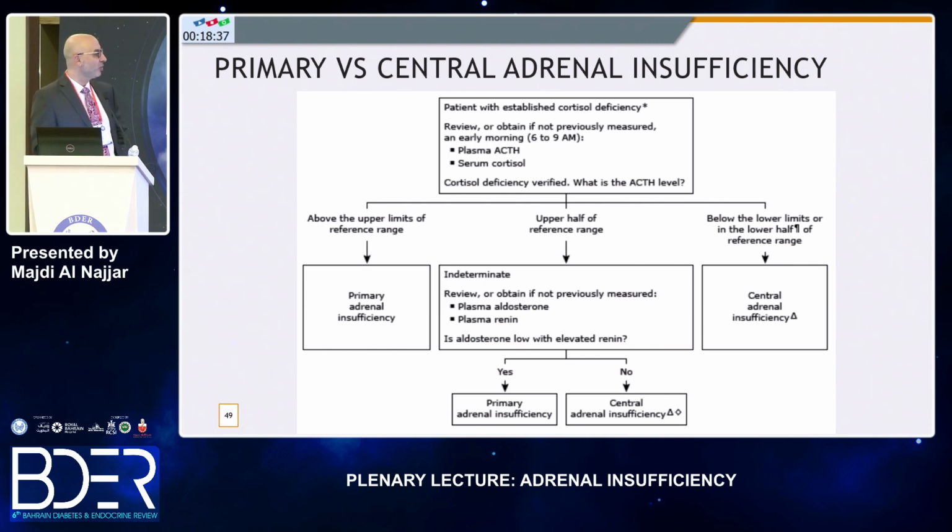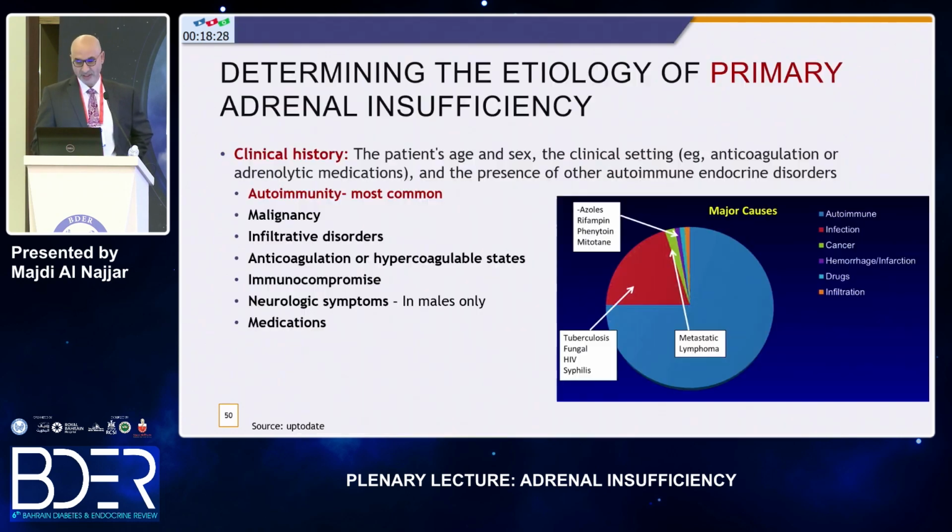Then the next step, what we do, we measure aldosterone. If aldosterone is low, then this is primary. If aldosterone is not low, is normal, then this is secondary adrenal insufficiency.